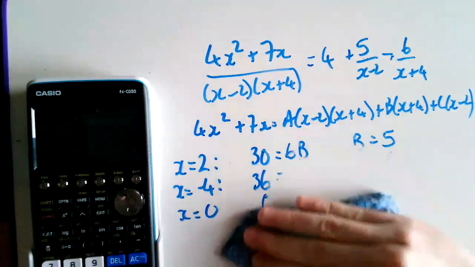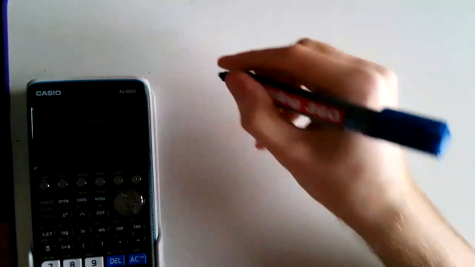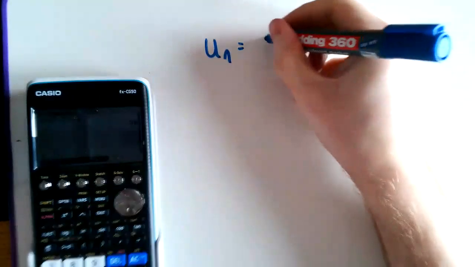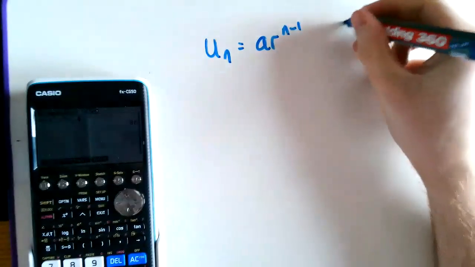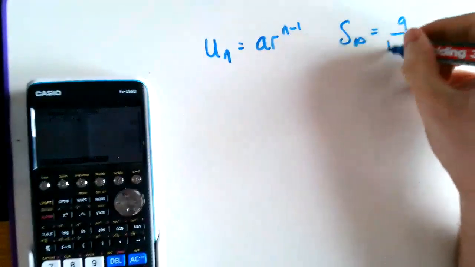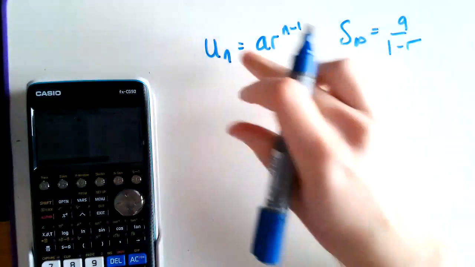Fourth one. The second term of a geometric sequence is 96, and the sum to infinity is 600. Well, remember our formulas. That's the nth term, and that's the sum to infinity. We get given this one, we have to remember this one.